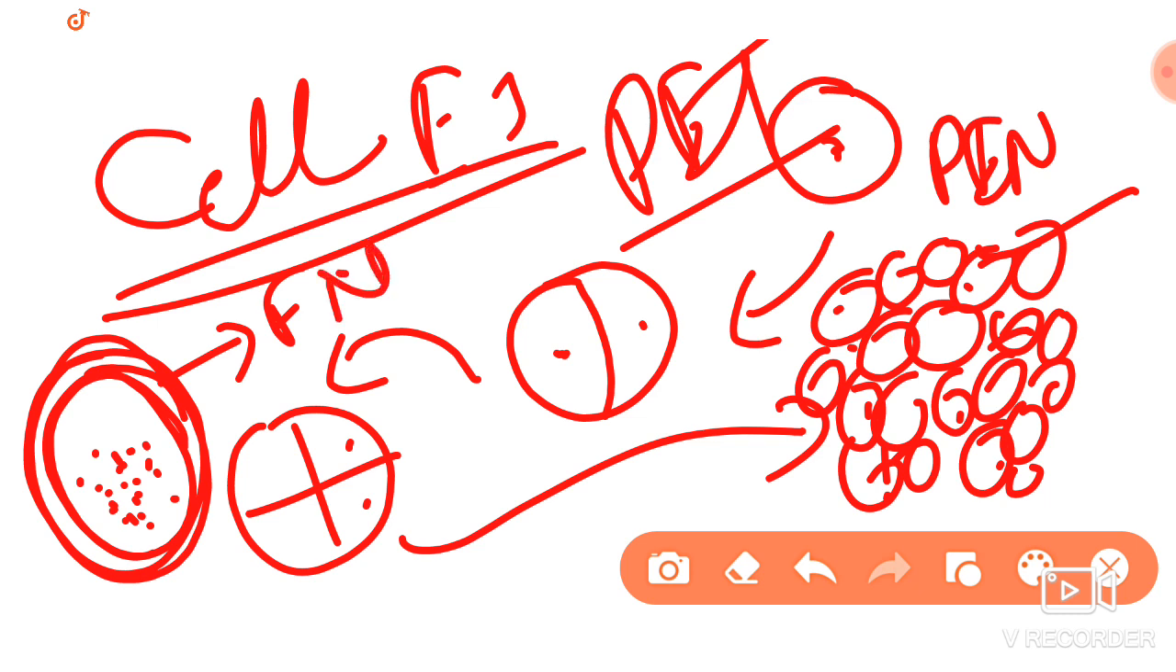We call the watery part free nuclear endosperm, and the white part we call cellular endosperm. I think you understood these two concepts: one is free nuclear endosperm, another one is cellular endosperm.